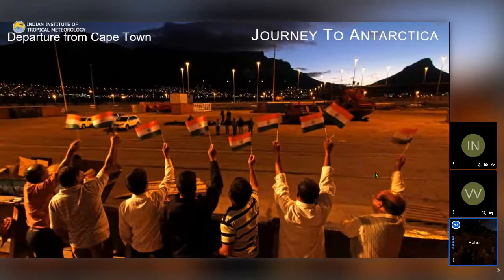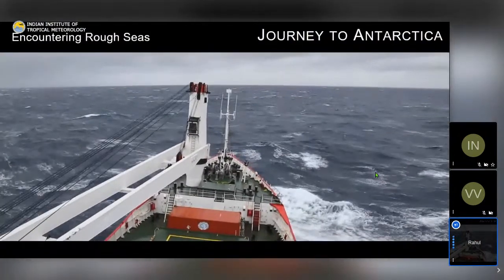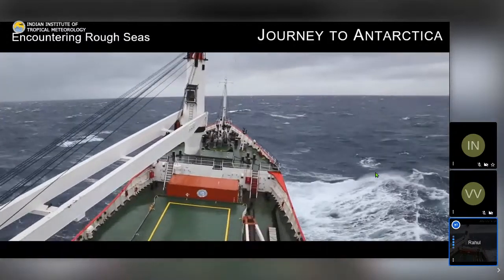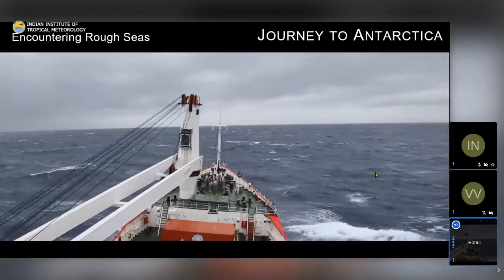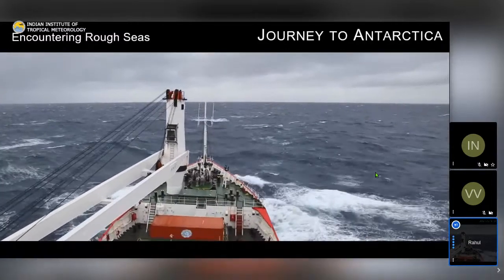And once you reach Cape Town and you board the ship, this is an emotional scene when you're leaving, but I'll leave it. Here is how tough it is when you get ready on the ship and move into the roaring 40s, the furious 50s, and the screaming 60s. This will give you a glimpse of about 30 seconds.